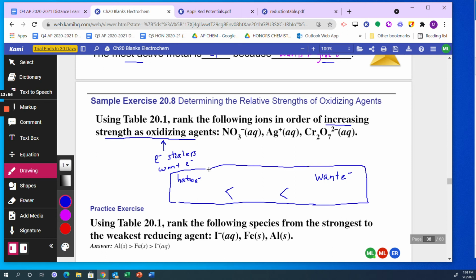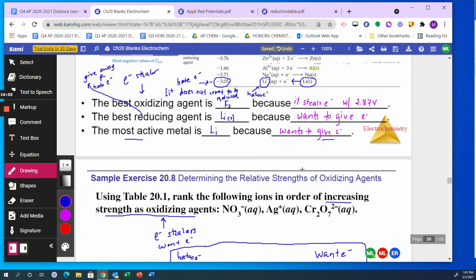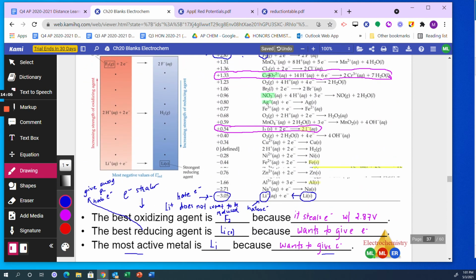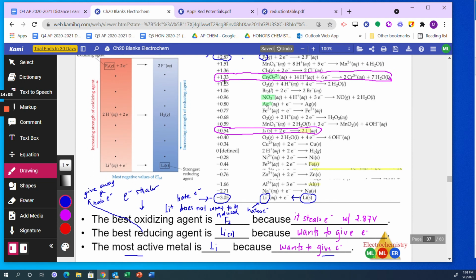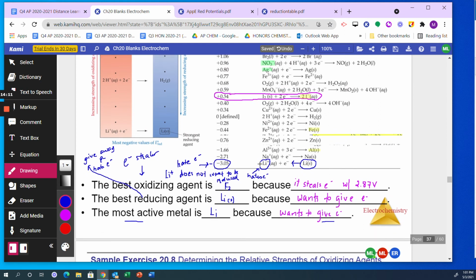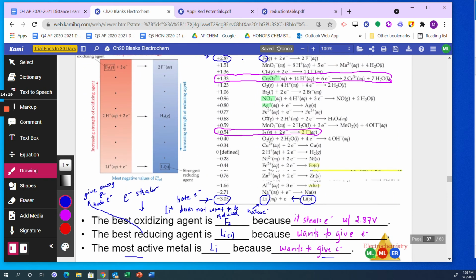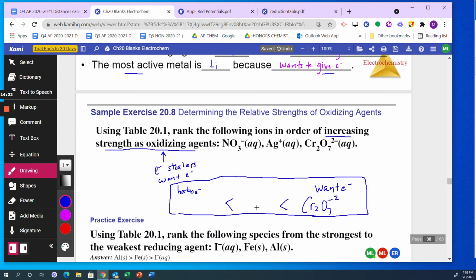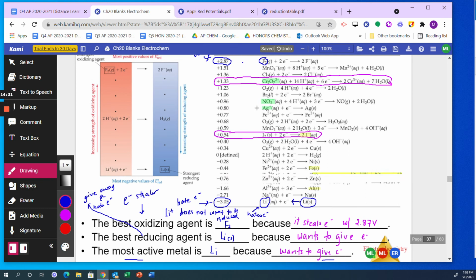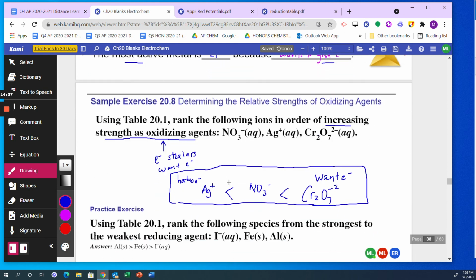Go ahead and pause the video and try to answer that question. Who wants the electron more: nitrate, silver ion, or dichromate? This is on top, so positive 1.33. It would be Cr2O7 2- that wants the electron the most. The next one would be NO3-, then Ag+. So out of this list, Ag+ hates the electrons. It only gets the potential of 0.80 while the other ones get 0.96 and 1.33 volts.